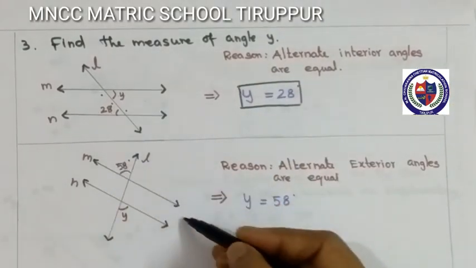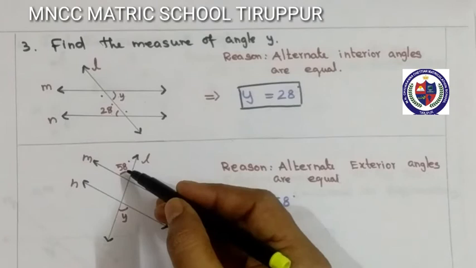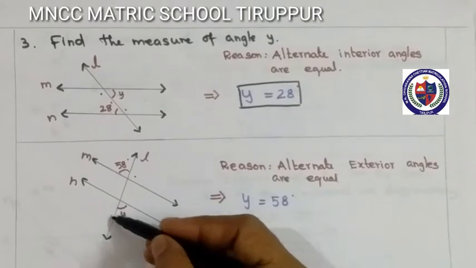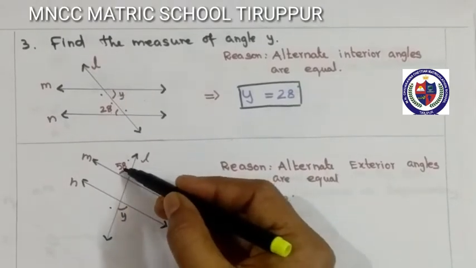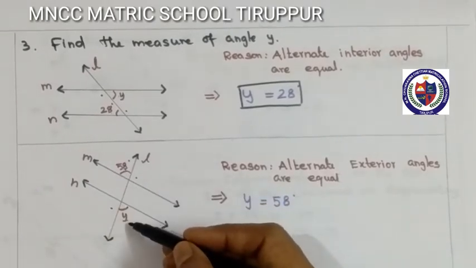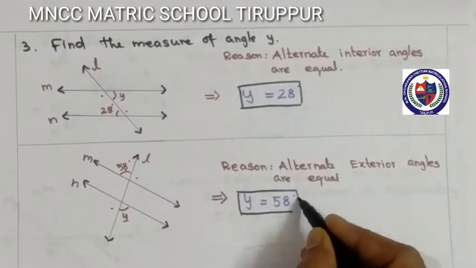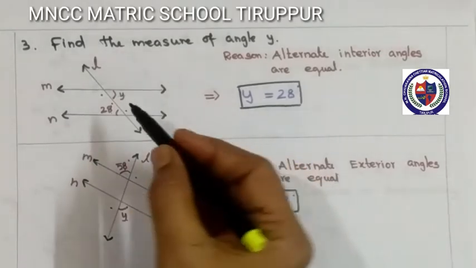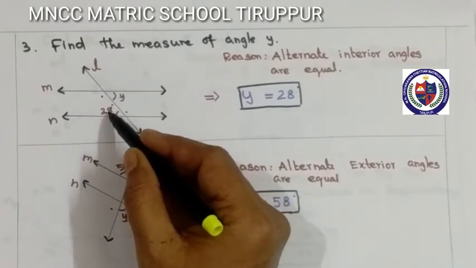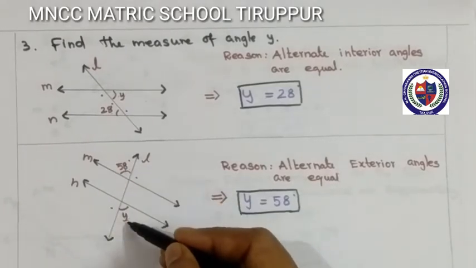Next one, M and N are parallel lines, L is the transversal. These angles 1, 2, 3, 4 are exterior angles. So 58 and Y are alternate exterior angles, which are equal. So Y is 58 degrees. Alternate exterior angles are equal. This one is interior: alternate interior angles are equal. This one is exterior: alternate exterior angles are equal.